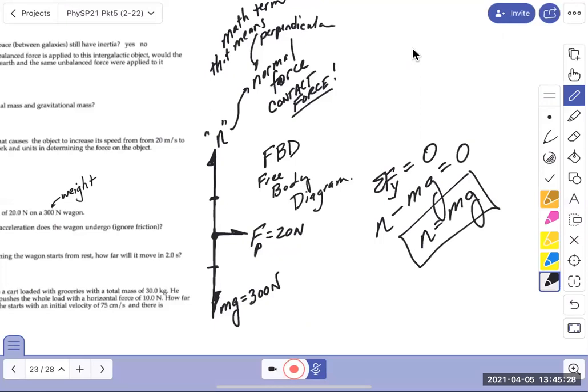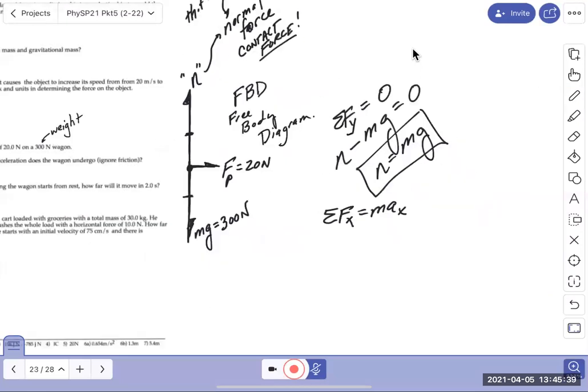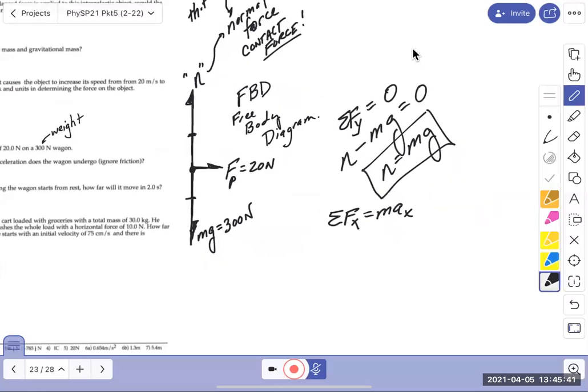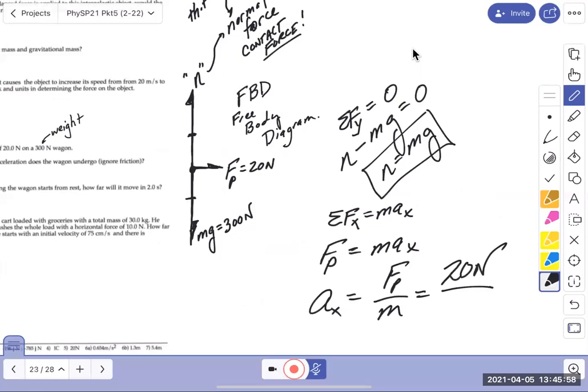So we have summation of forces in the x equals max. Okay. Well, in the x, I only have one force. I got the force of pull, and that's going to equal max. So I'm trying to solve for ax. That is then force of pull over the mass. Well, force of pull is 20 newtons. What's my mass?